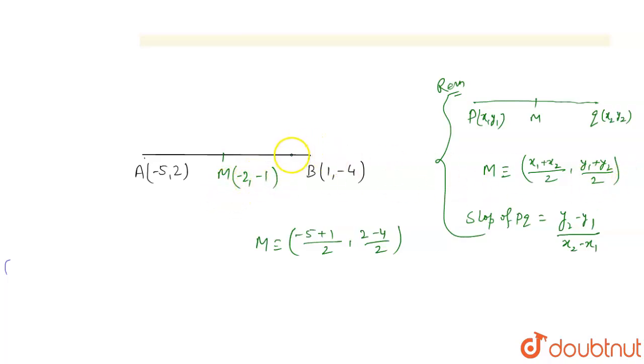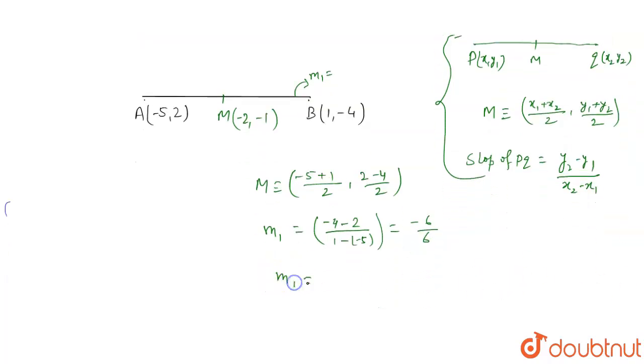Now slope of this line, let's say m1, will be what? m1 will be y2 minus y1, means minus 4 minus 2 by 1 minus 5, right? Which is nothing but minus 6 by 6, or you can say m1 will be minus 1, right? And this m1 is nothing but the slope of this line, which is minus 1. Slope is represented by m.